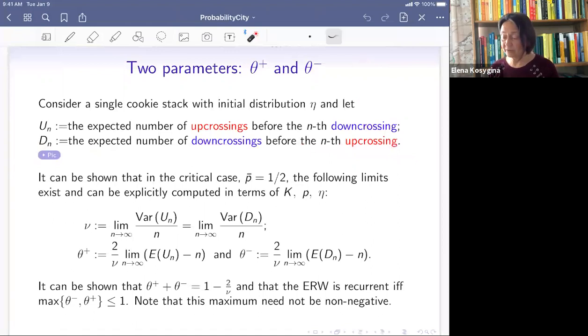In some sense, there is a lot of symmetry between these two things, and it can be shown that in this case, these limits, the variance of U_n and D_n divided by n, converge to the same constant nu. And this is a total excess. So this is expected number of up crossings before the nth down crossing minus n, right? This excess multiplied by 2 over nu converges to theta plus, and this limit exists and is a number, and D_n's excess multiplied by 2 over nu is denoted by theta minus. It's the excess of expected down crossings over n. It can be shown, but I don't have an intuitive explanation for it, that these two parameters add up to 1 minus 2 over nu.